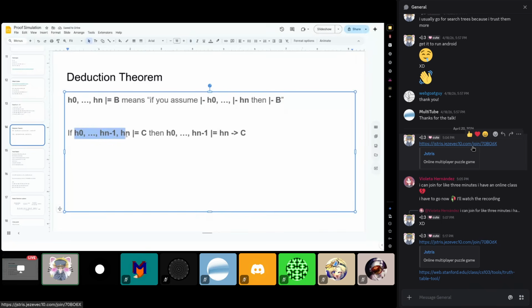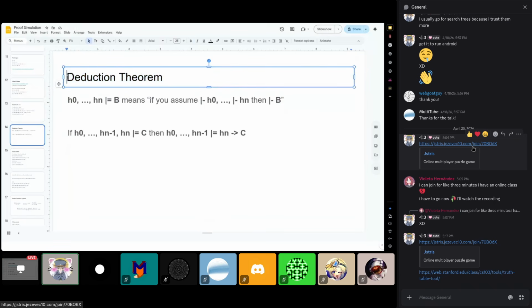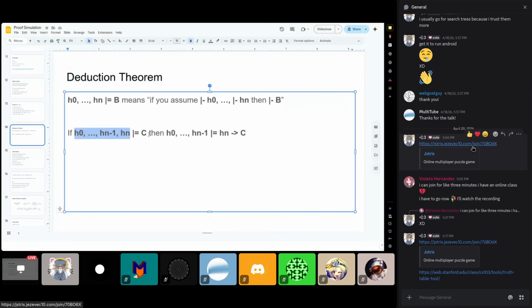So now let me define the deduction theorem. What the deduction theorem says is if from these hypotheses you can derive C, then from one fewer hypotheses you can derive this hypothesis implies C, all right? And you can apply this inductively to turn a statement with n hypotheses into a statement with n minus one hypotheses, but it proves Hn implies C. Did that make any sense?